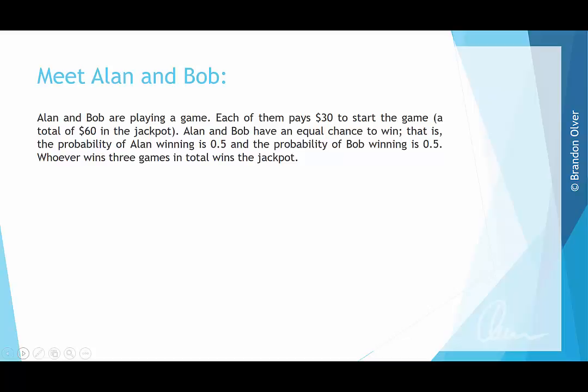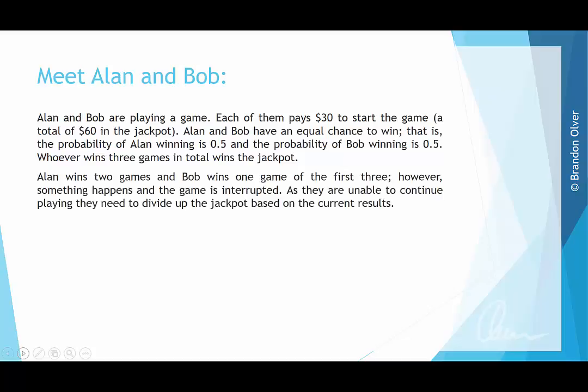Alan and Bob have an equal chance to win. That is, the probability of Alan winning is 0.5 and the probability of Bob winning is 0.5. Whoever wins 3 games in total wins the jackpot. Alan wins 2 games and Bob wins 1 game of the first 3. However, something happens and the game is interrupted. As they are unable to continue playing, they need to divide up the jackpot based on the current results.